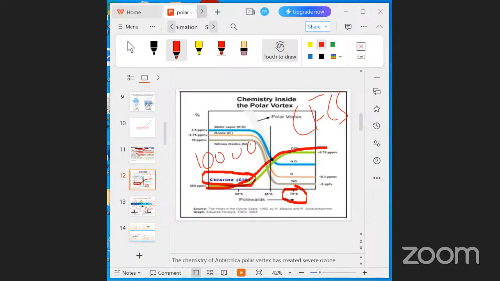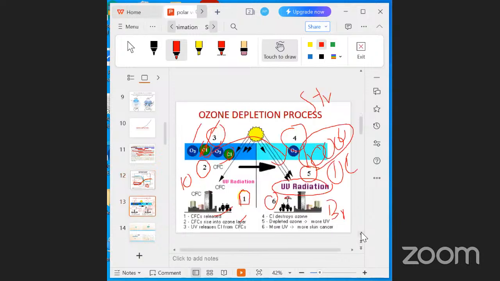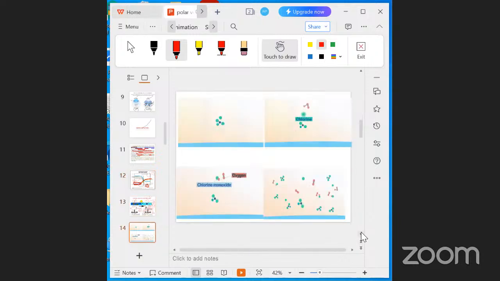So now you see here, they bind with ozone to make oxygen and chlorine monoxide, then the loose oxygen atoms bump the chlorine atom out, freeing it to destroy more ozone molecules, and that causes a chain reaction, right?